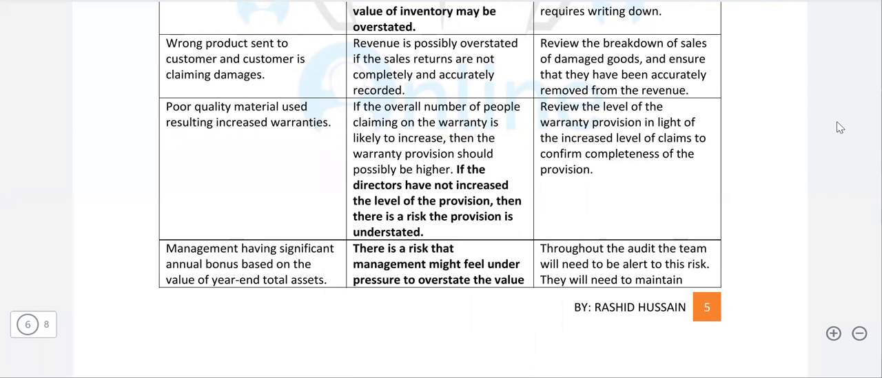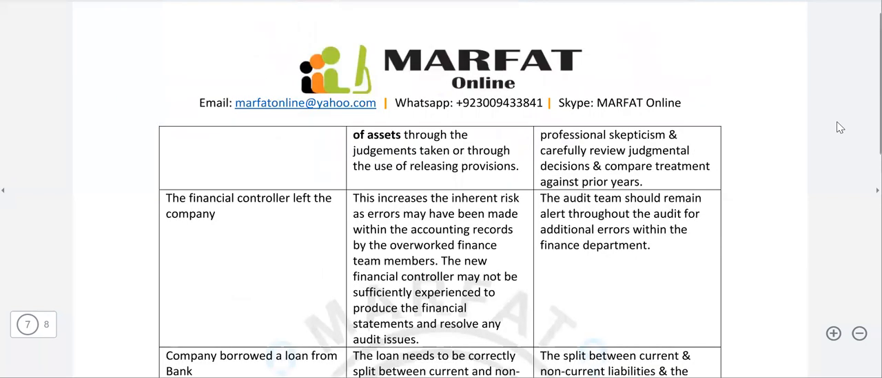If management has a significant annual bonus based on year-end assets, then in order to get more bonus, management may try to manipulate the assets and may engage in creative accounting. The financial statements as a result may be misstated.